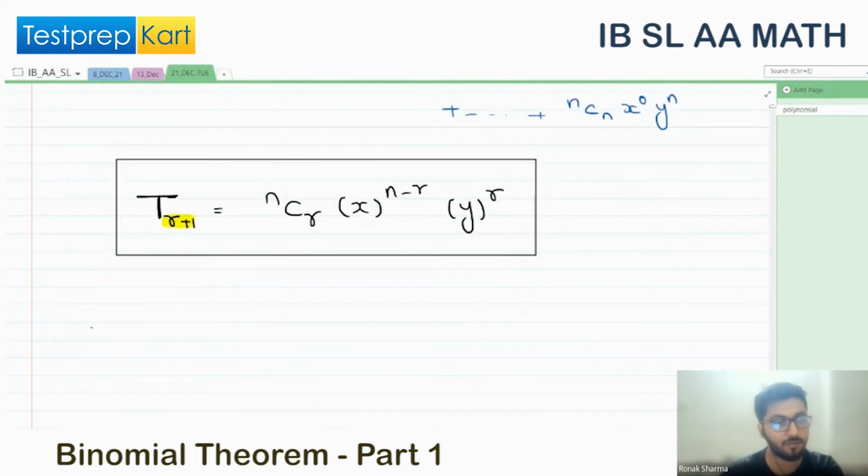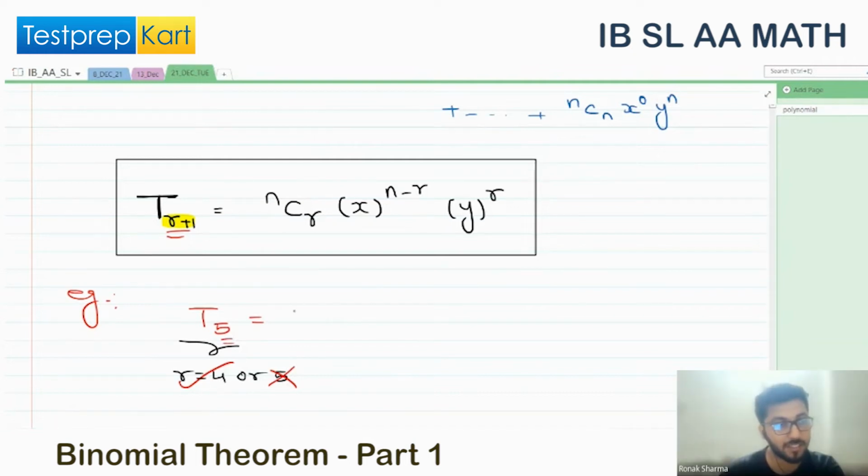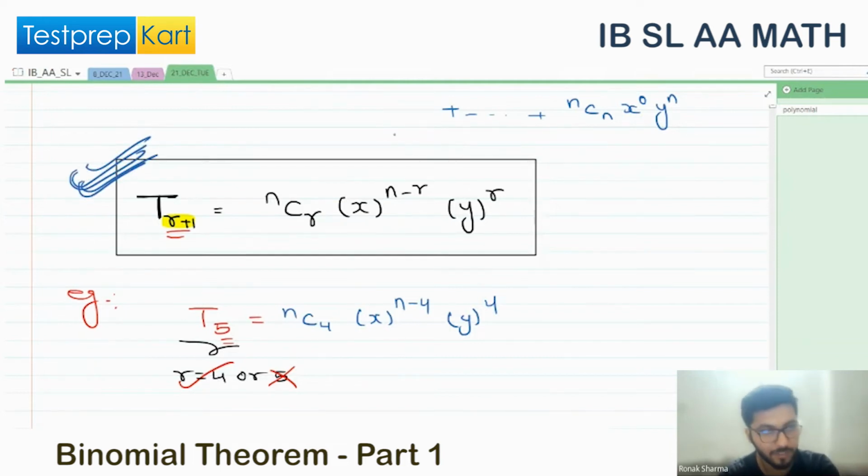So let's say if I want you to find the T5, T5 will be what? nC5 or nC4? Here R is 4 or 5? R is 4. R plus 1 is 5, so yes, R is 4. So the formula will be what? nC4 x power n minus 4, y power 4. You have to learn this formula, and then all things will be easy.